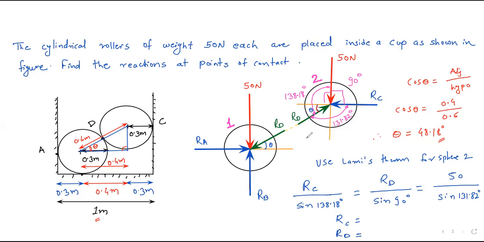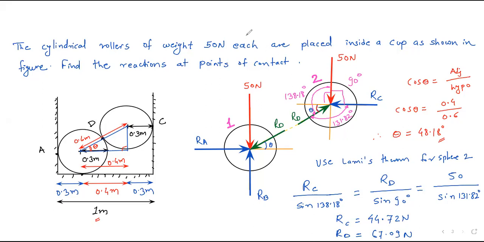RC किती आलं? 44.72. Okay. And what is the value of RD? 67.09. Okay. So these are the two answers for RC and RD.